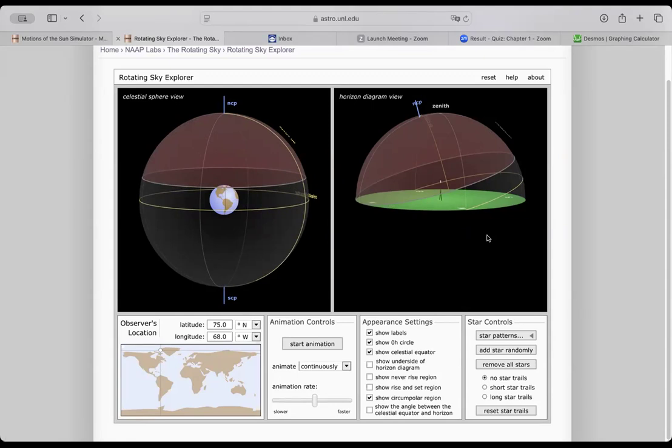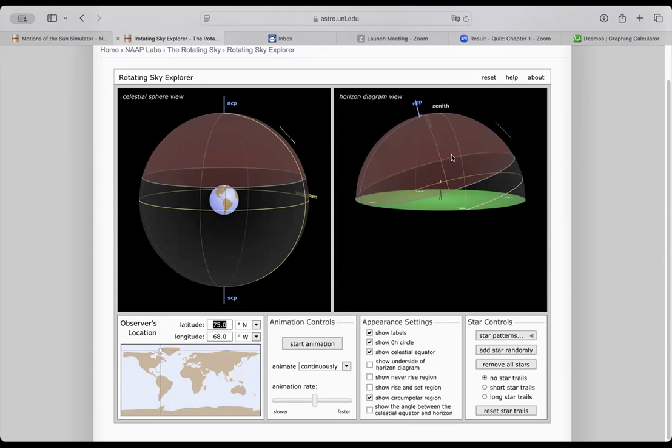So, how large would the circumpolar region be for an observer at the North Pole? Anybody know? Want to venture a guess? And just describe it however you think best, makes sense to you.